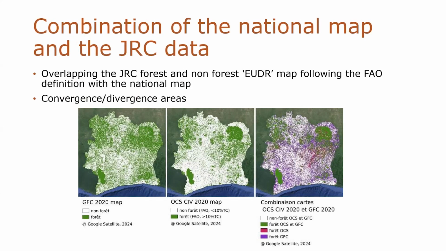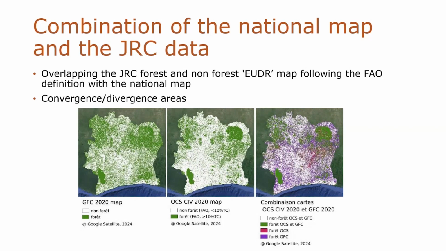Okay, so we have all that. We have our national map and we have all the additional data. What do we do with that? How do we combine it? How do we make the analysis? So this is an example that we made together with JRC.